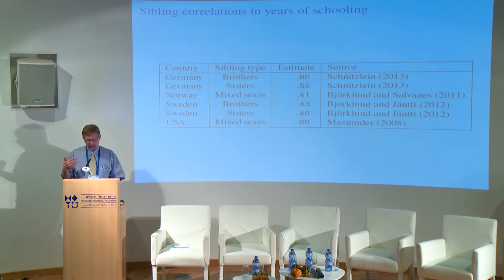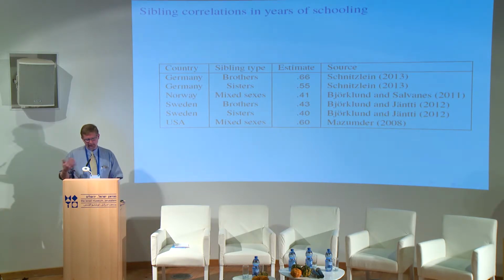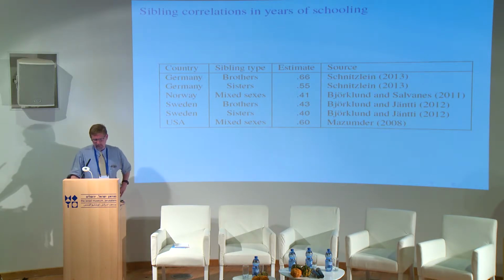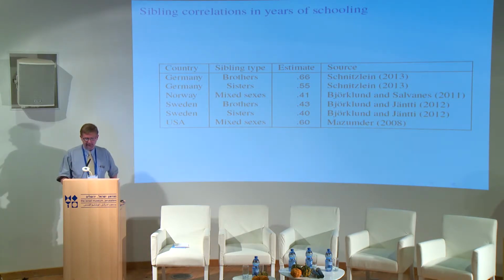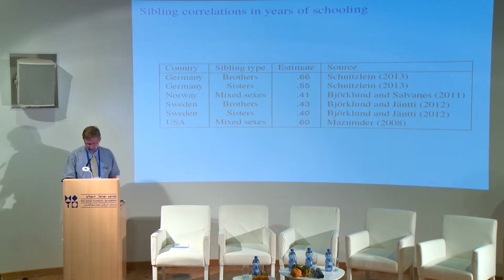Brother correlations in income we have mainly for men. In years of schooling we have less of a focus on only men. In Germany, for instance, brothers have a correlation of about two thirds. In years of education, sisters have a slightly lower one at about 0.55. Daniel Schnitzlein didn't do the kind of all children, so we don't know. But in Norway, we know that mixed sexes have about two fifths of the variance accounted for by family background, and the same number is approximately true for brothers and sisters in Sweden, whereas in the US, about three fifths of the variance is accounted for by family background in years of schooling. So these tend to be higher than the numbers we get for earnings.